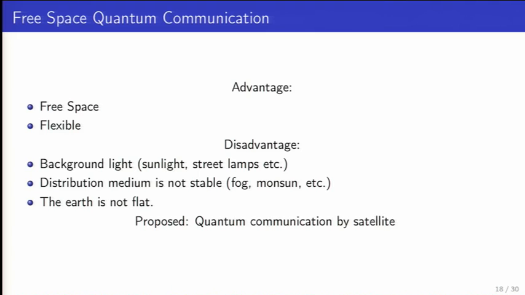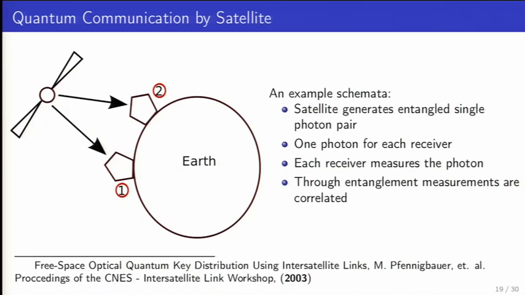So there was quantum communication proposed by satellite. By satellite you're sending, for example, an entangled photon pair source up with a satellite, and the satellite sends one photon to receiver 1 and one photon to receiver 2. Each receiver then measures the photon, and through entanglement of the photons, the measurements are correlated. Down below you can see a paper that has been published that shows some more satellite schemes to communicate.